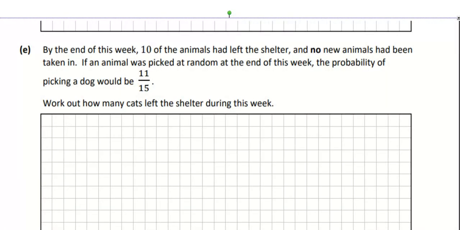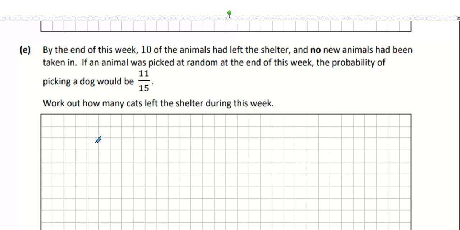Awesome. Oh, look at this one, more of this. By the end of this week, 10 of the animals have left the shelter and no new animals have been taken in. If an animal was picked at random at the end of this week, the probability of picking a dog would be 11 out of 15. Work out how many cats left the shelter during the week. Oof. Okay. Interesting. Okay. Damn.